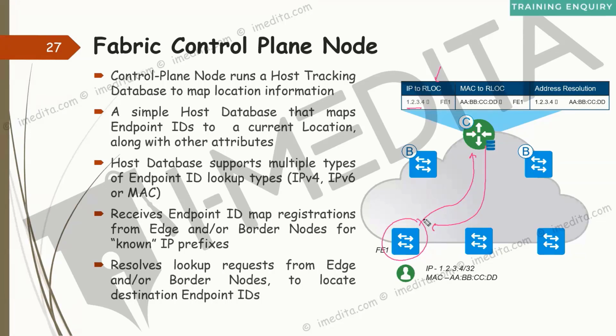So it resolves the lookup request from the edge node and border node to locate the destination endpoint. So the Fabric Control Plane node is responsible to propagate.